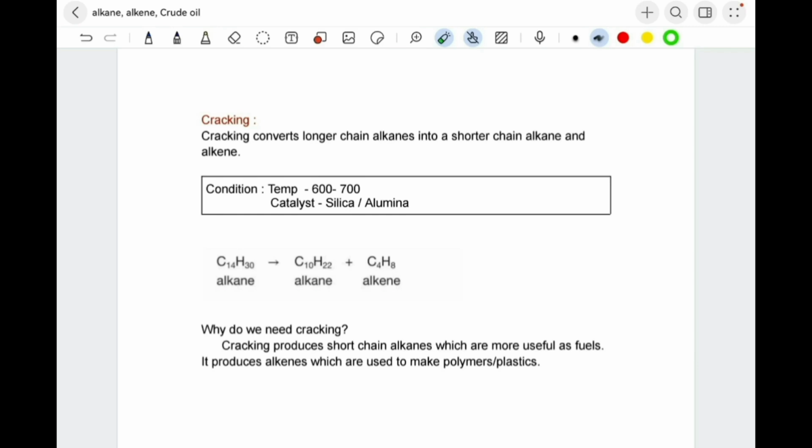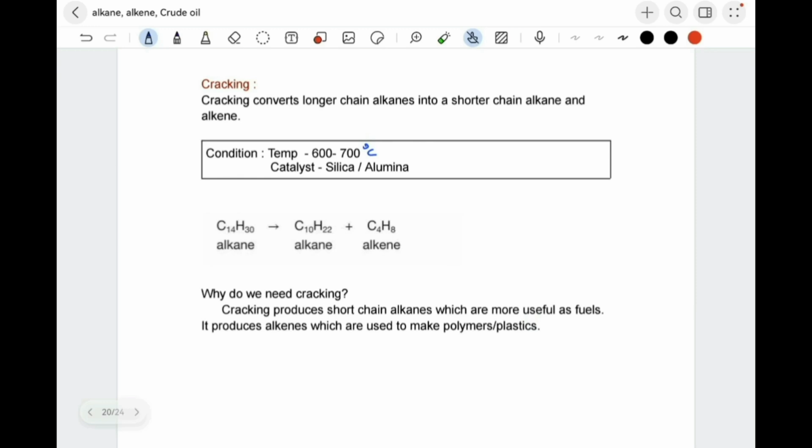Cracking. Cracking is used to convert a longer chain alkane into a shorter chain alkane and an alkene. The condition for this reaction is 600 to 700 degrees Celsius, and the catalyst used is silica or alumina, or it can be called silicon oxide or aluminum oxide. And why do we need cracking? Because the shorter chain alkanes are more in use, like they can be used as a fuel. Alkenes can be used to make polymers.